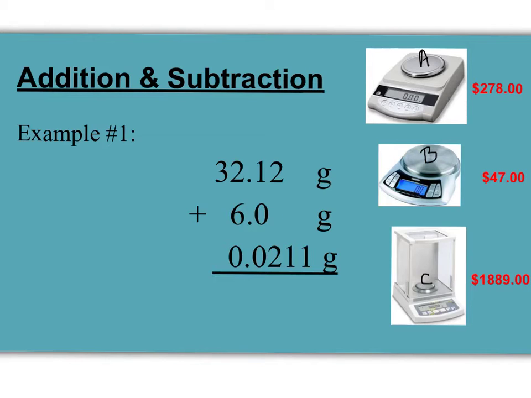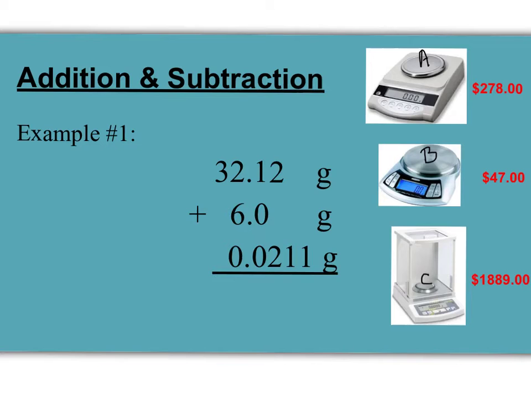Finally, the third student uses a really nice analytical balance that's quite expensive. As you can see here, it's almost $1,900 for the balance. And the reason it's so expensive is because it takes really precise measurements. So this balance can actually record masses to four places past the decimal. And this student records the mass of object C to be 0.0211 grams. Your job is to determine, with the correct precision, what the sum of the masses of all three objects is.